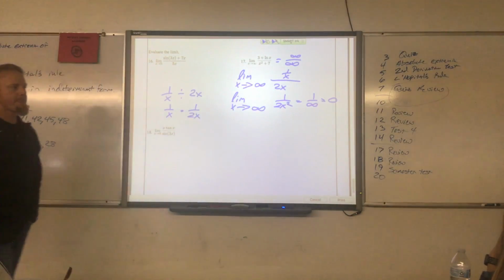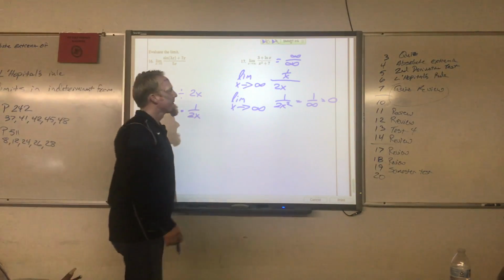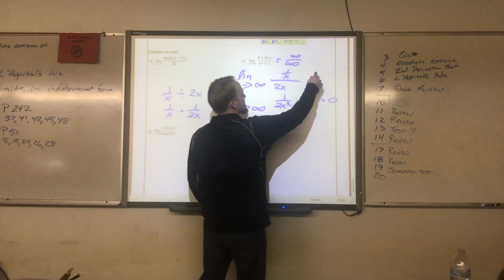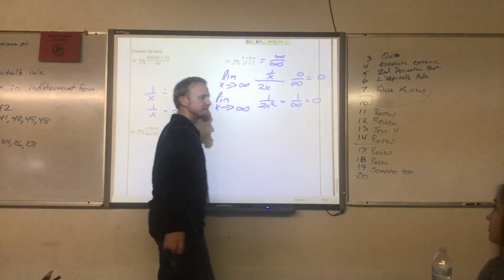Are you going to count off if we don't clean it up? So what did you do? Make this 0 over infinity and then went to 0? Yeah, that's fine.